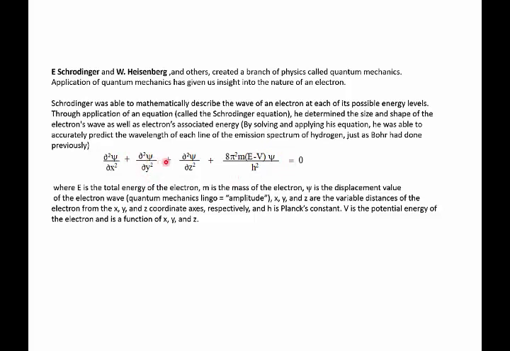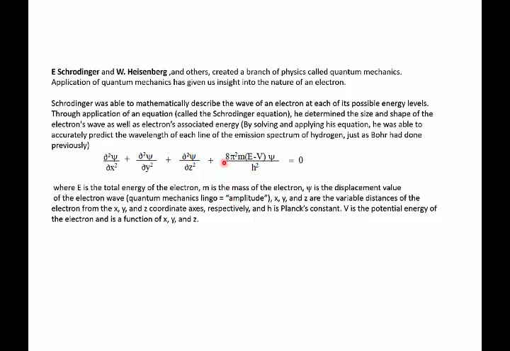But applying this differential equation to the electron of a hydrogen atom, he was able to solve the differential equation to get expressions for psi and get information about the size and the shape of the wave for an electron at each of its given energy levels. Now, psi is called the wave function, and its value gives the size and the shape of an electron wave. You'll see in this equation itself, E is the total energy of the electron, m is the mass of the electron, V is the potential energy. That's an algebraic term that varies with the location of the electron in the space of an atom.